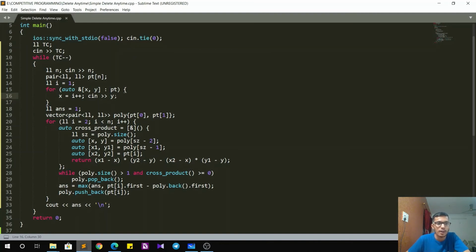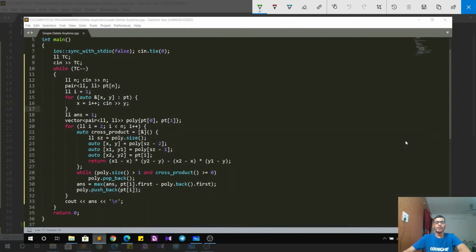So I am taking that input in this array of pairs, and now I have created a vector of pairs which is called poly because it denotes the current convex polygon that I have created till now, till the ith point. Initially I am inserting 2 points in that, that is my first point and my second point, segment 1 and segment 2.